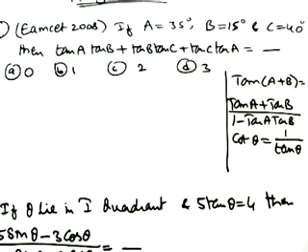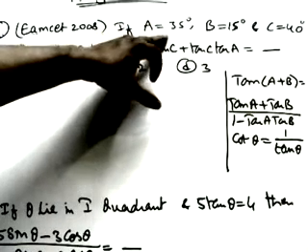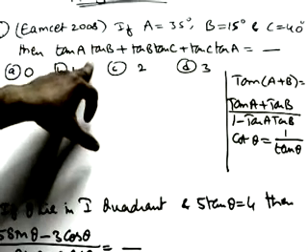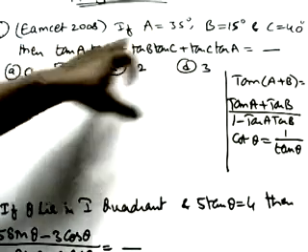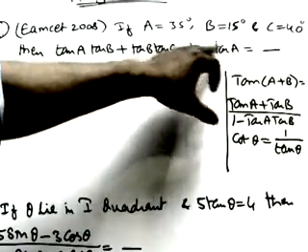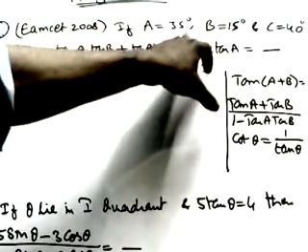Now see here, I am starting with the first question. What is the value of A 35, B 15, C 40? Don't go to substitute the values because we don't know these values. So what is the formula? What is the question? Tan A tan B plus tan B tan C plus tan C tan A equals to dash.